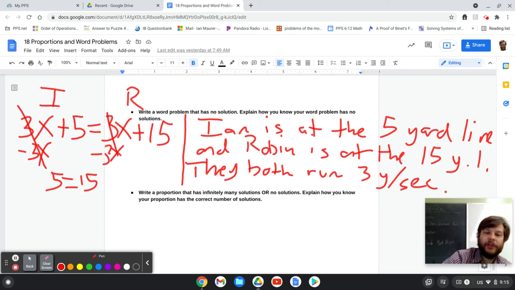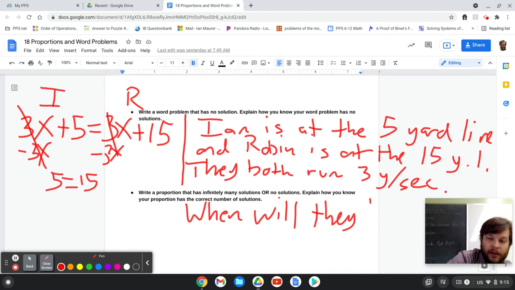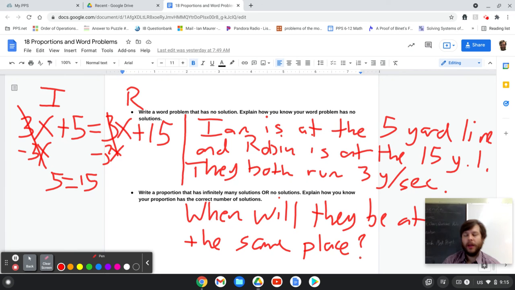So a word problem that has no solution is just going to be when will they be at the same place? And the answer is never, because she starts at the 15 yard line, I start at the 5 yard line, and we both move at the same speed, keeping 10 yards apart the whole time. So that's one example of a word problem that would have no solutions, and I know it has no solutions because we move at the same speed and we would stay the same distance apart.